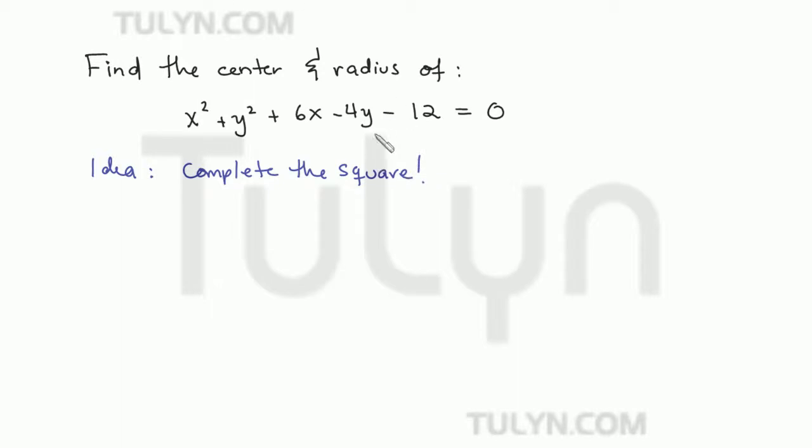So the first thing I want to do to complete the square is that we have to move this constant over, right? Because we only complete the square with the first two terms of a perfect square trinomial. So I want to add a 12 to each side. So our equation looks now like x squared plus y squared plus 6x minus 4y is equal to 12.